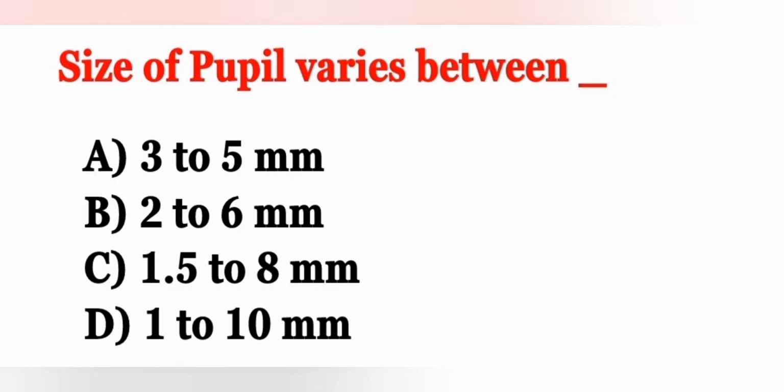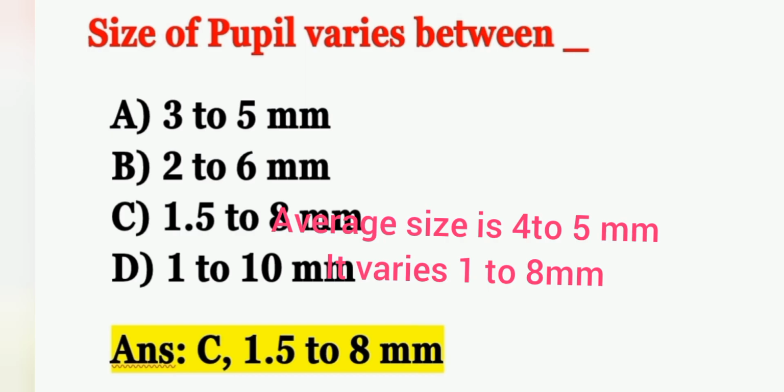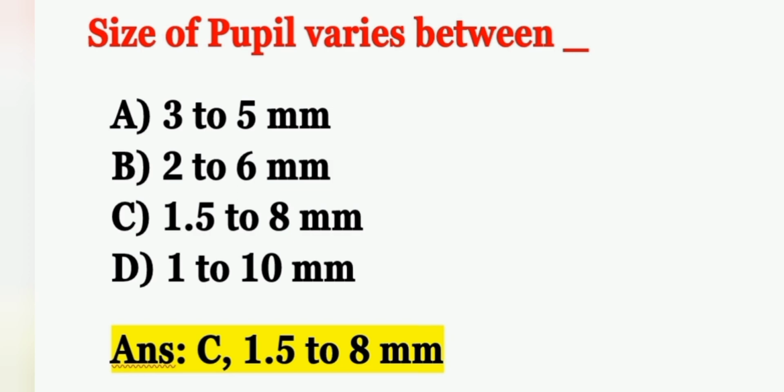The next question: size of pupil varies between option A, 3 to 5 mm; option B, 2 to 6 mm; option C, 1.5 to 8 mm; and option D, 1 to 10 mm. The correct answer is option C, 1.5 to 8 mm. The average diameter of the pupil is about 4 to 5 mm, but its size varies from 1 to 8 mm. Here the question is how pupil size varies, so 1.5 to 8 mm.